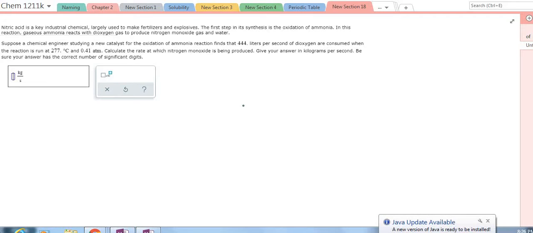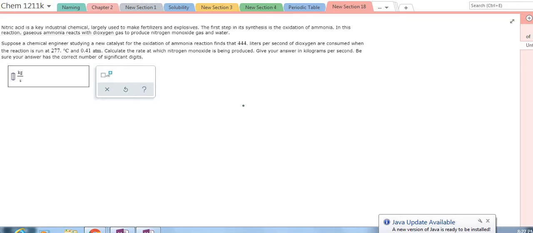So here's the question. Nitric acid is a key industrial chemical used to make fertilizers and explosives, and the first step to make nitric acid is the oxidation of ammonia. And in this reaction, ammonia reacts with oxygen gas to produce nitrogen monoxide and water. And then it gives us this scenario.